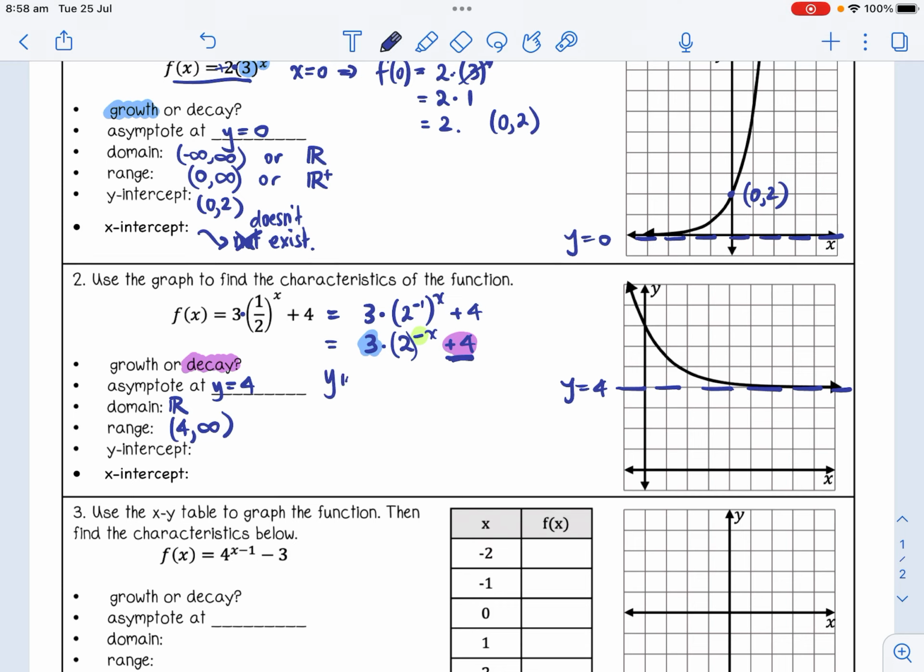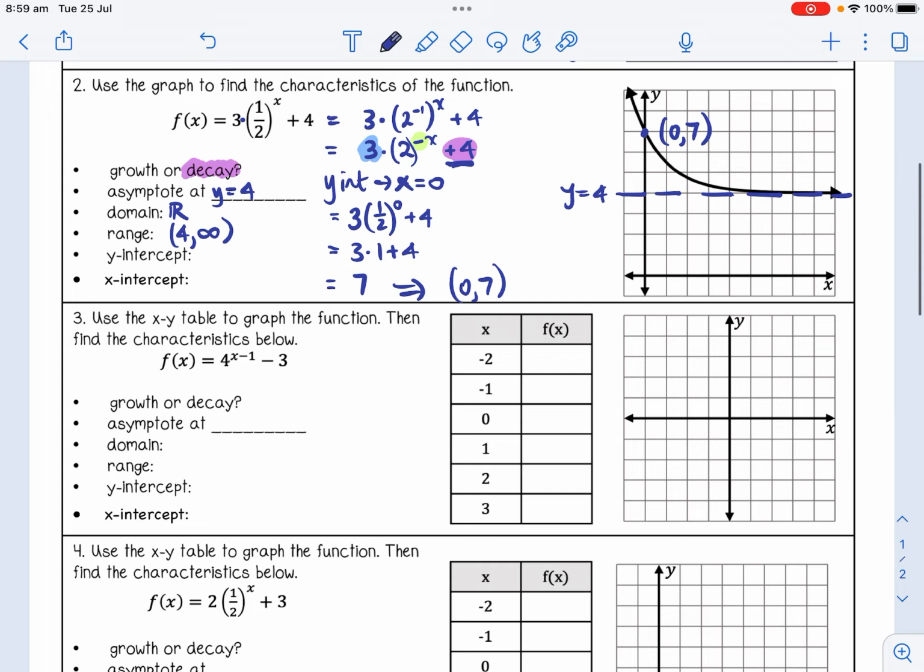Y-intercept. Y-intercept is when x equals 0. So my usual process here, substituting x equals 0: 3 times half to the power of 0 plus 4. This becomes 3 times 1 plus 4, which equals 7. So when x equals 0, y equals 7. And I've got my y-axis intercept.